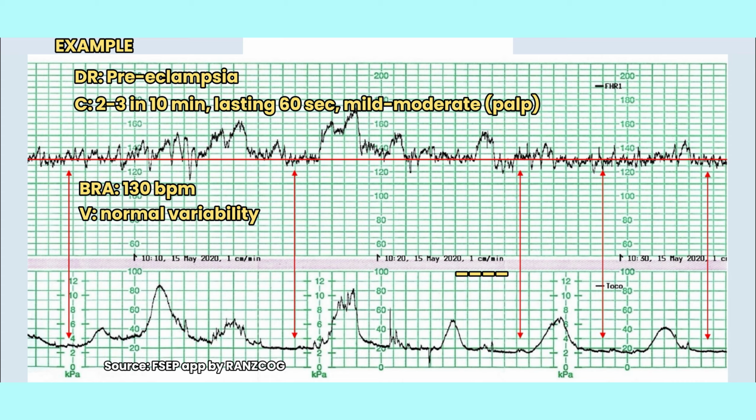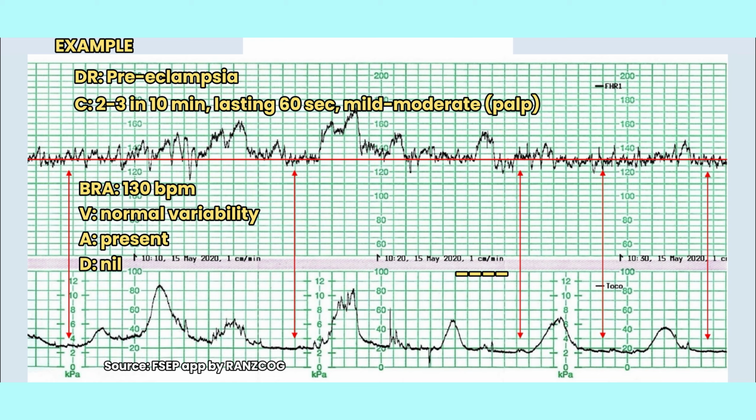Next one is A, acceleration. You can see lots of accelerations here as little mountains that go above the baseline and last more than 15 seconds. So that can be called accelerations. More than 2 in 20 minutes, which is good. And then D, decelerations. Is there any late deceleration, variable deceleration, early deceleration, prolonged deceleration, or complicated variable? I cannot see any, so that's good.